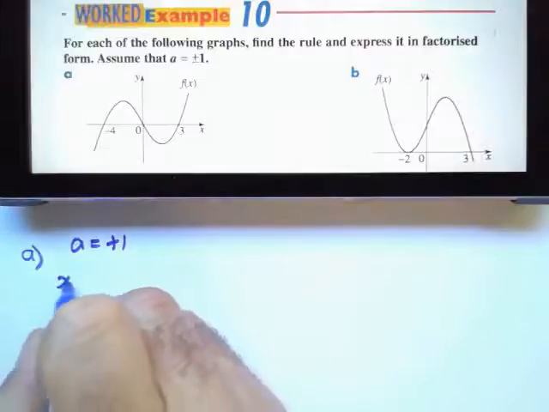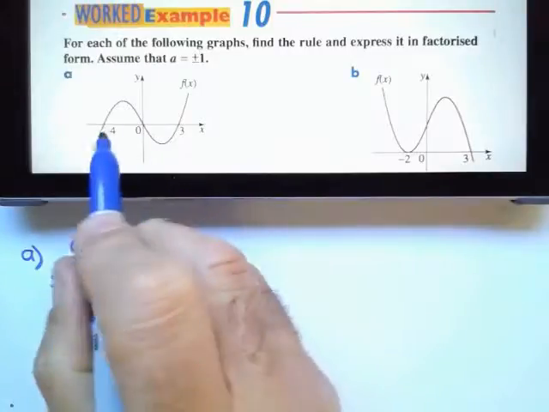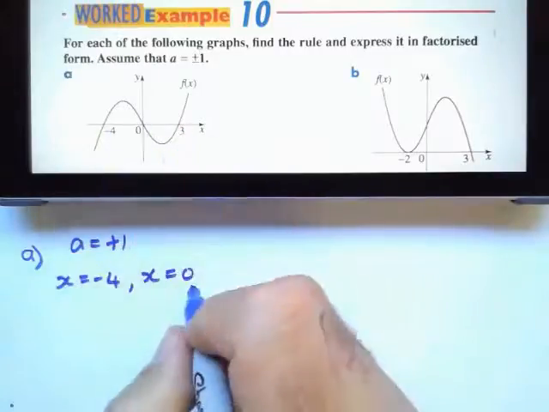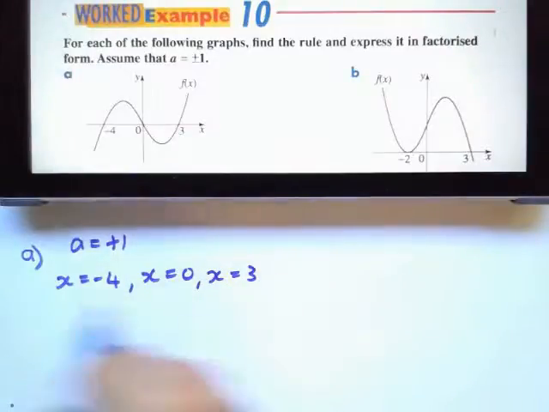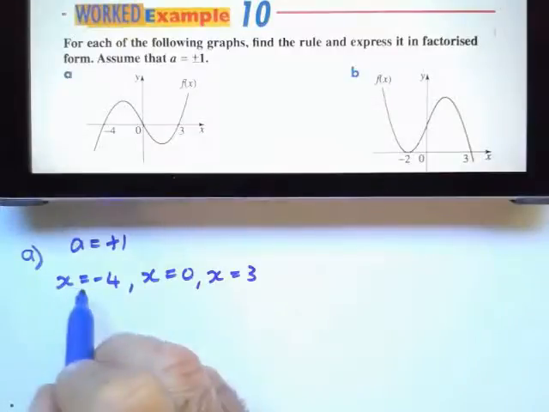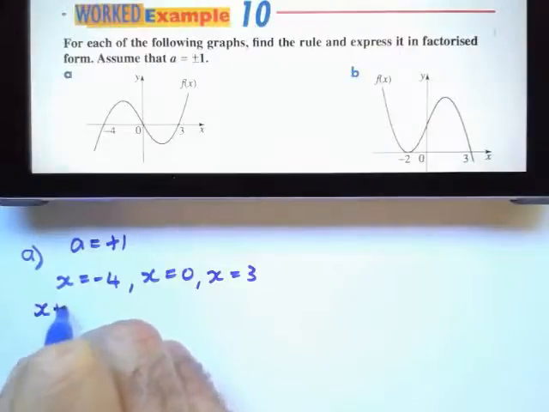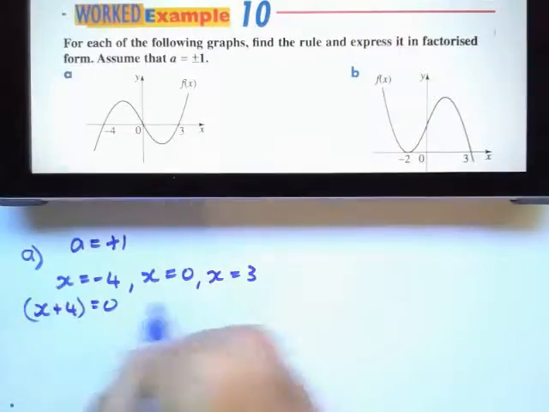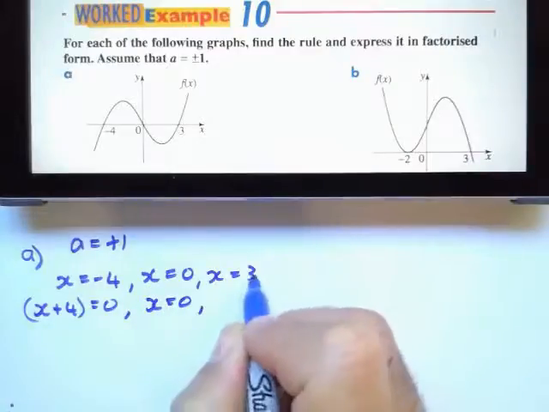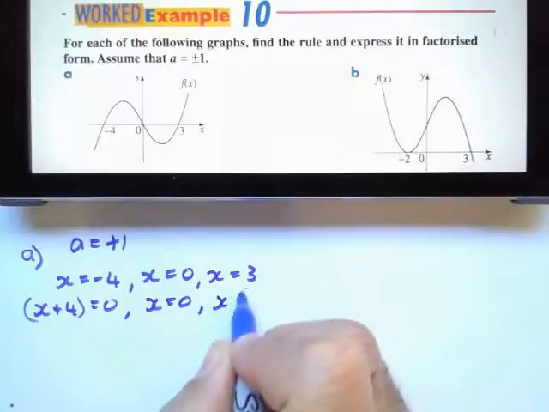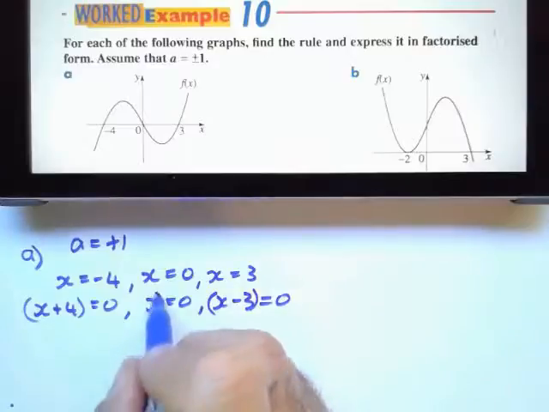What I do now, I look at my x-intercepts. I see that x equals negative 4, x equals 0, and x equals 3. You don't have to do it exactly this way, but it's easy to explain. So it means that if negative 4 goes to the other side, I see that x plus 4 equals 0. x minus 0 equals x, so x equals 0, and 3 goes over, so it becomes x minus 3 equals 0. And that is just my three factors.